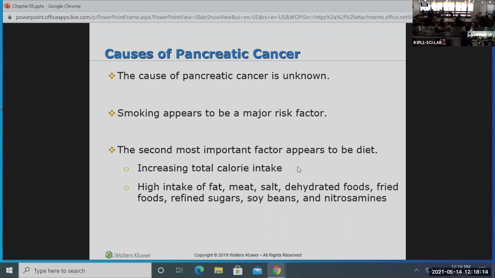The problem with the pancreas is we cannot detect it early because of its location. It is deep, behind the stomach. We cannot palpate it until it becomes severe and the patient presents with symptoms. And by that time, it's too late. So the cause of pancreatic cancer is unknown. Smoking appears to be a major factor. The second most likely factor appears to be diet.